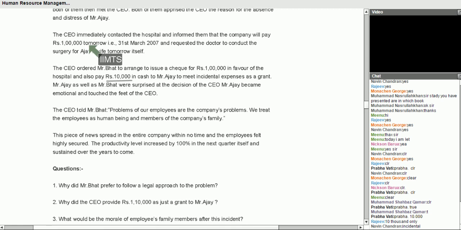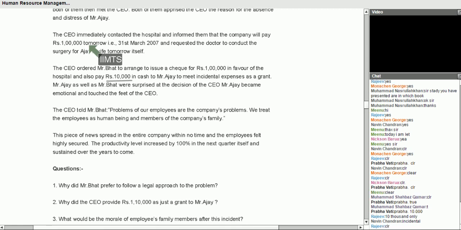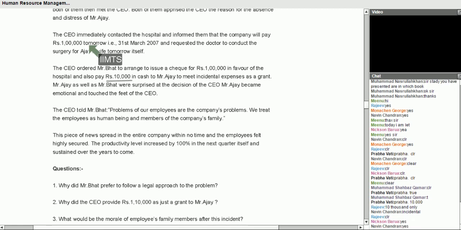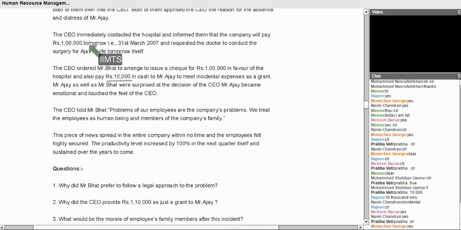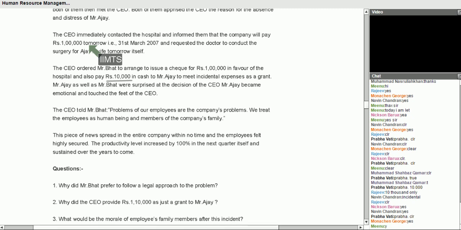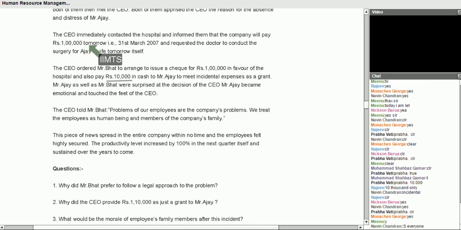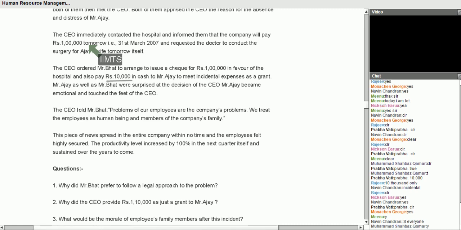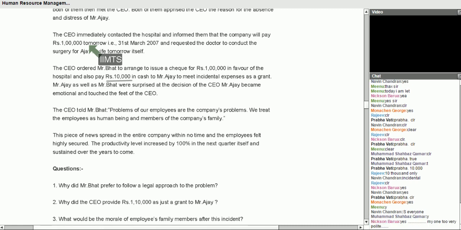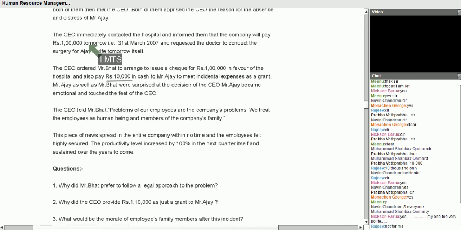Clear to everyone? Then is it interesting? How many of you have CEOs like him in your companies where you are working? How many of you have CEOs like him? Okay, Nixon says yes. Rajesh is not for me.